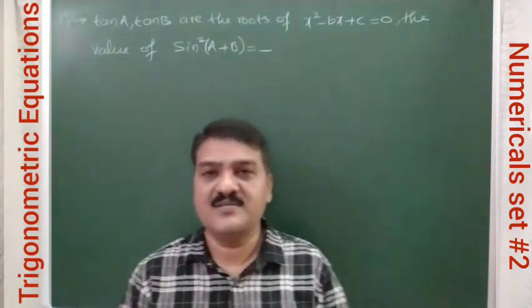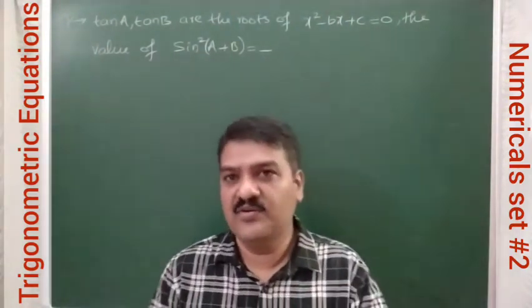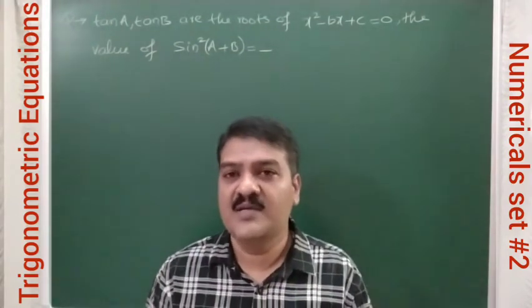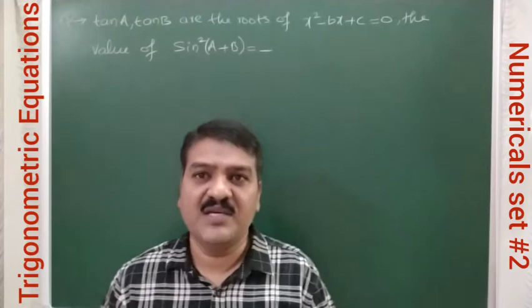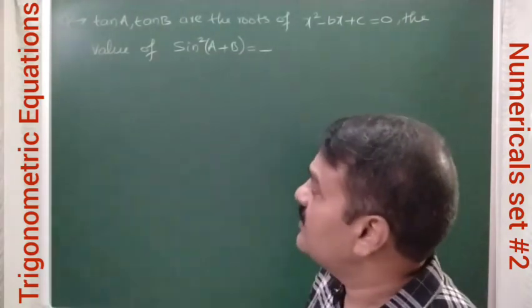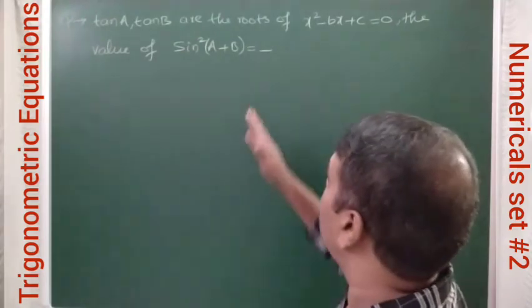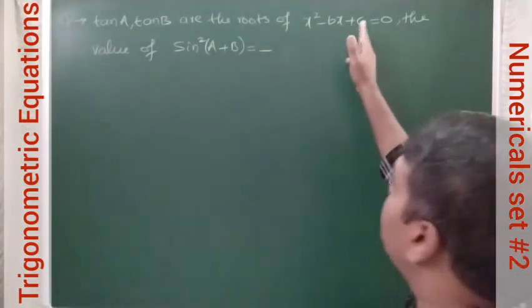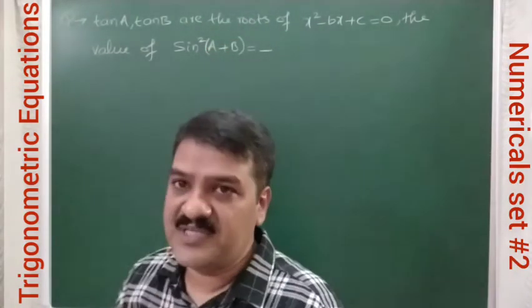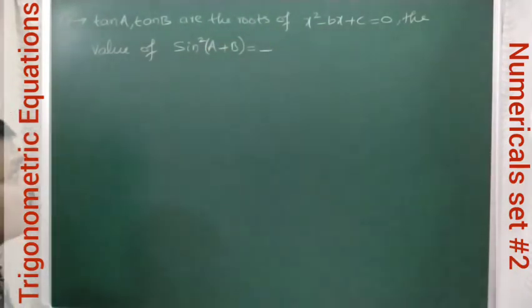Okay, hi students. In this video we are going to discuss some more problems or numericals based on trigonometric equations. This is the question. Tan A, tan B are the roots of this equation. Then the value of sin square (A plus B) is required.